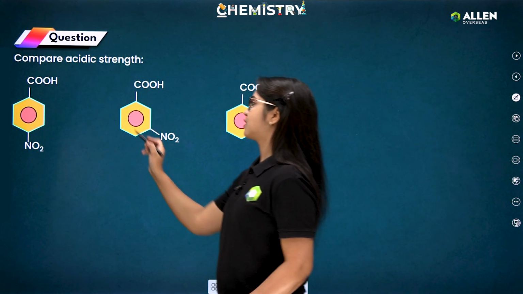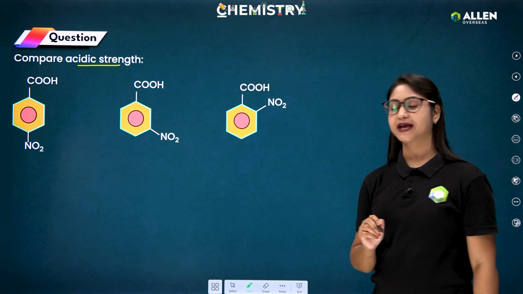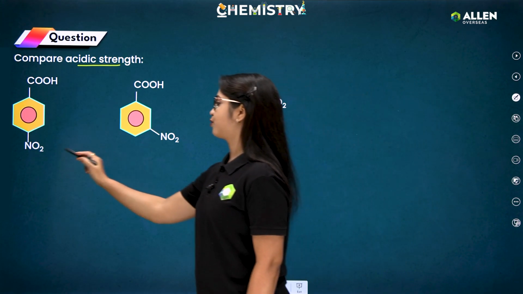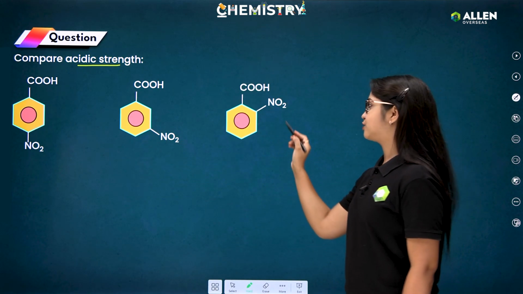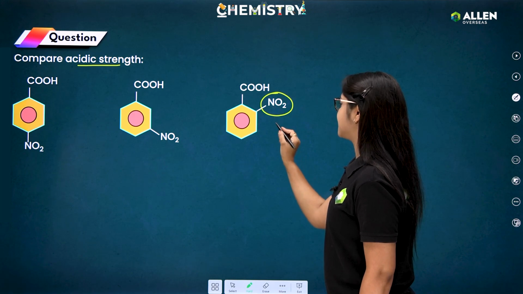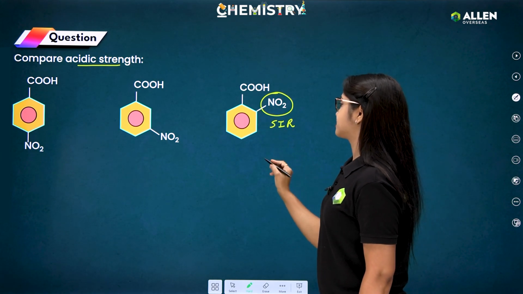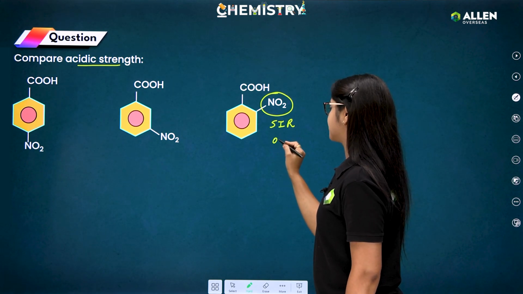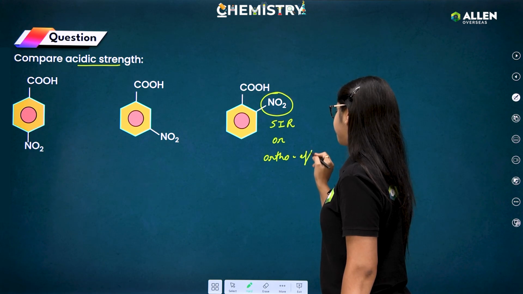In this question you have to compare the acidic strength. So again, benzoic acids are given, and here the nitro group is present at para, meta and ortho. Okay, when the nitro group is present at the ortho position, that means it will be showing the SIR effect. And for carboxylic acids, this SIR effect is also called the ortho effect.